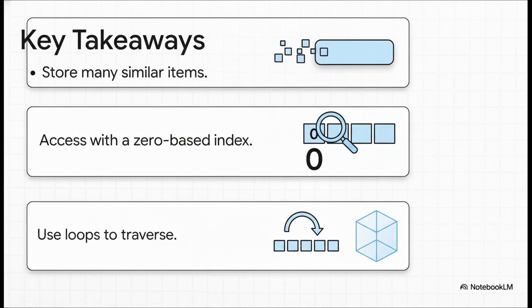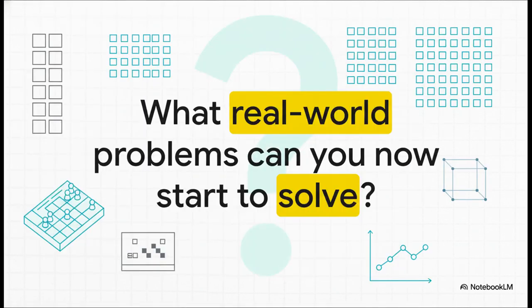All right, so let's do a quick recap of the most important stuff. Number 1, arrays are your go-to solution for storing a bunch of similar items. Number 2, always remember we use a zero-based index. The first element is at 0. Number 3, loops are your best friend for working with every element in an array. And finally, remember that you can take this concept and build it out into 2D grids and 3D cubes for more complex data. So we've seen how arrays let you organize data into lists, grids, and even cubes.